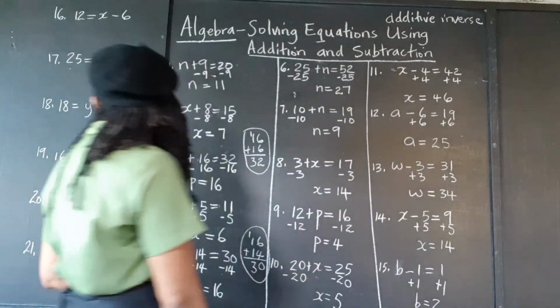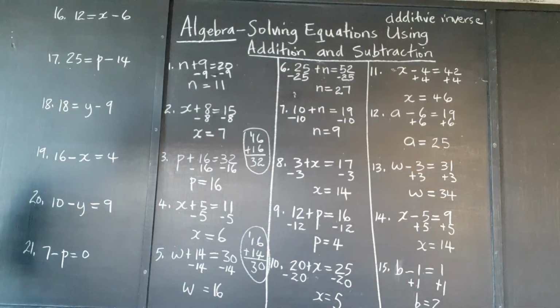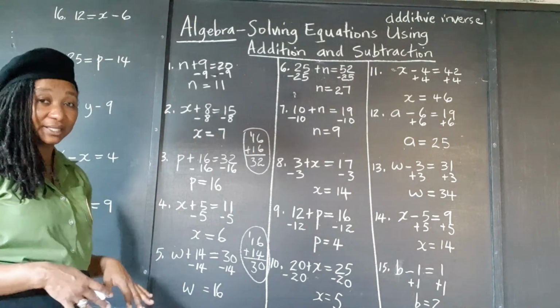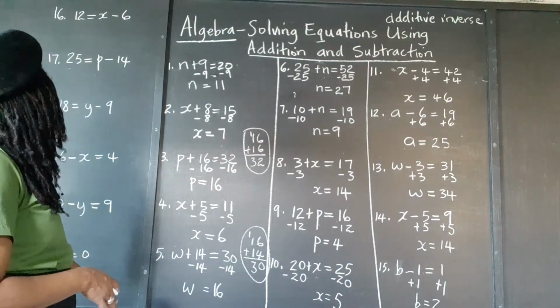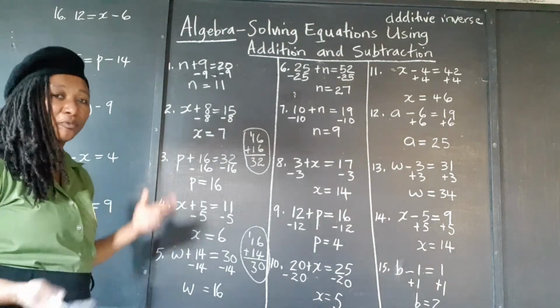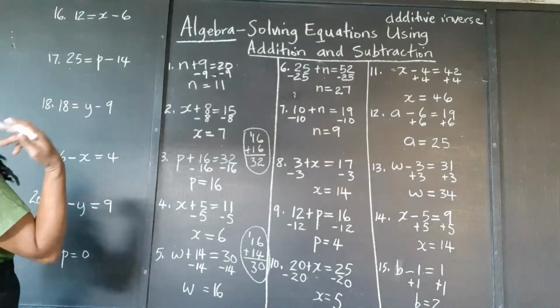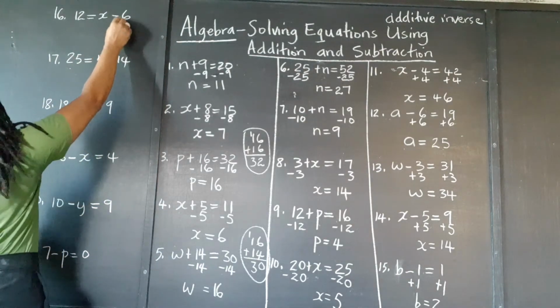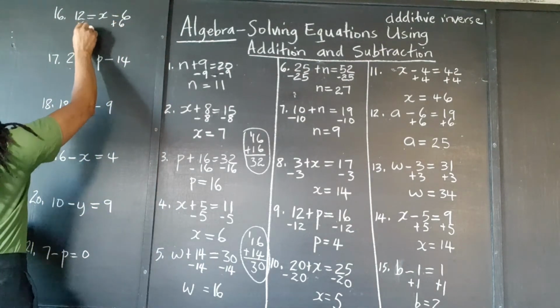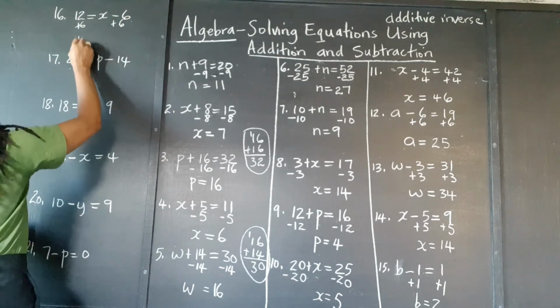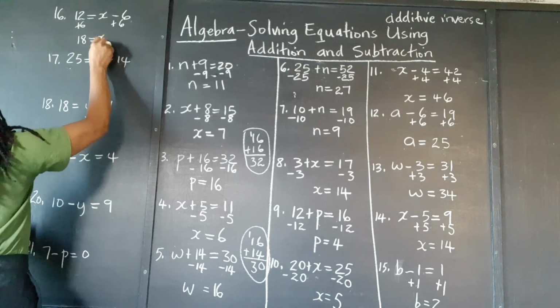Alright, so we have a couple left to go. This time, they put the variable on the right. Okay, we prefer it on the left, but if we have to work with it on the right, that's fine as well. So we're going to add 6 to both sides to cancel out the negative 6. 12 plus 6, that's 18, so x equals 18.